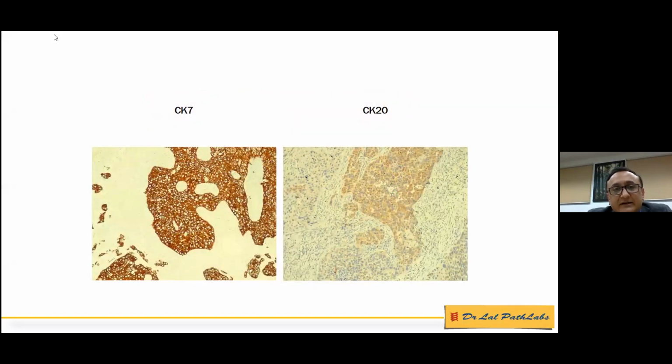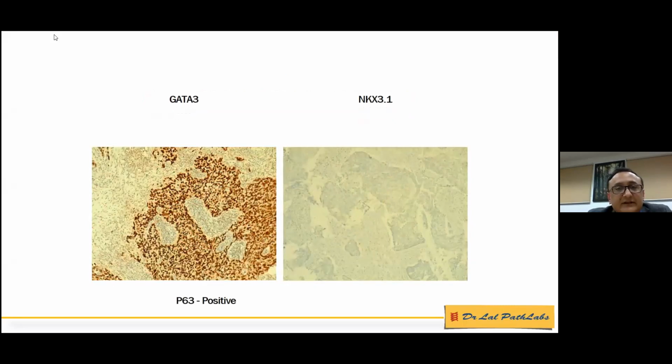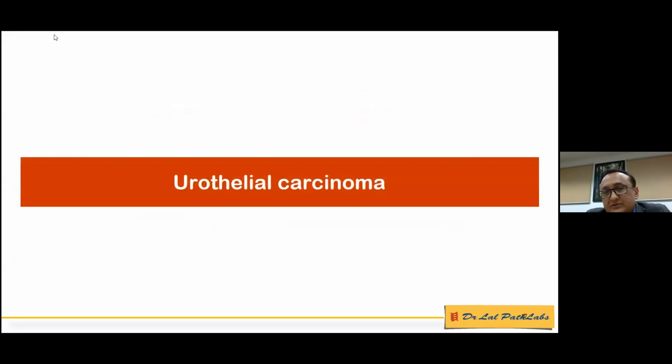So IHC was done, and CK7 and CK20 both were positive. Now prostate has to be negative for both CK7 as well as CK20, but both were positive. We did GATA3, GATA3 was positive, NKX3.1 was negative, and p63 was also positive. So I showed the algorithm, prostate versus bladder. So this was actually a urothelial carcinoma which had spread into the prostate.